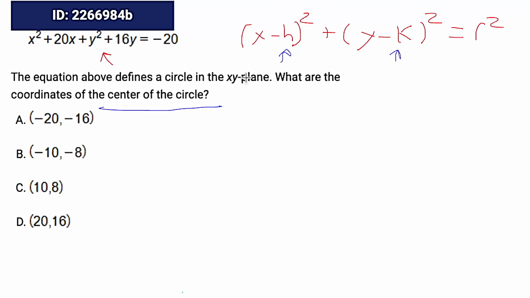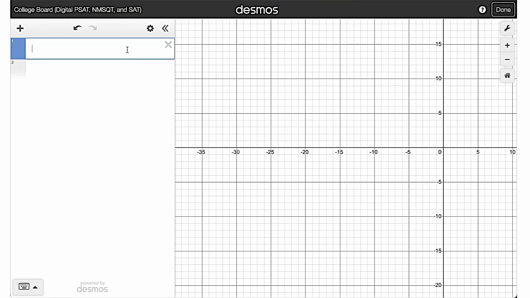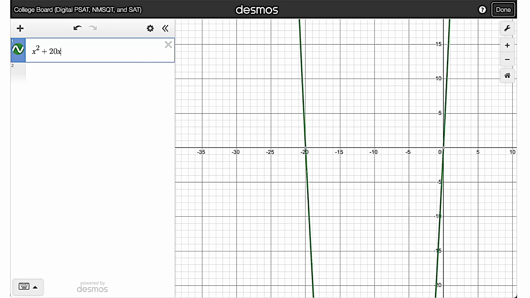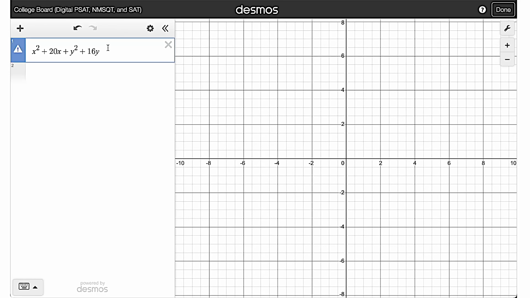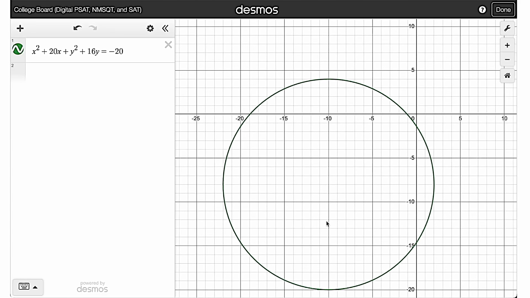But we could also just use Desmos. So let's plug this into Desmos. So let's put in our equation. We had x squared plus 20x plus y squared plus 16y. Oh, sorry, equals negative 20. It's like, what's going on? So there's our circle, and we'll zoom out a little bit here.